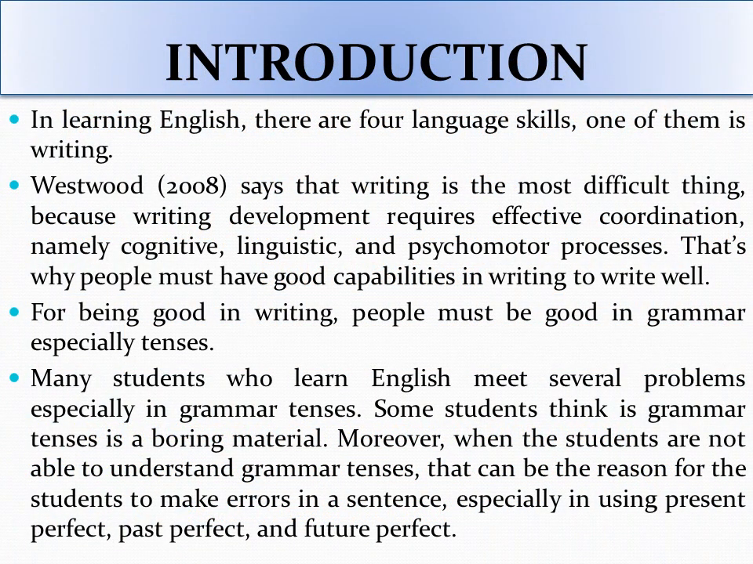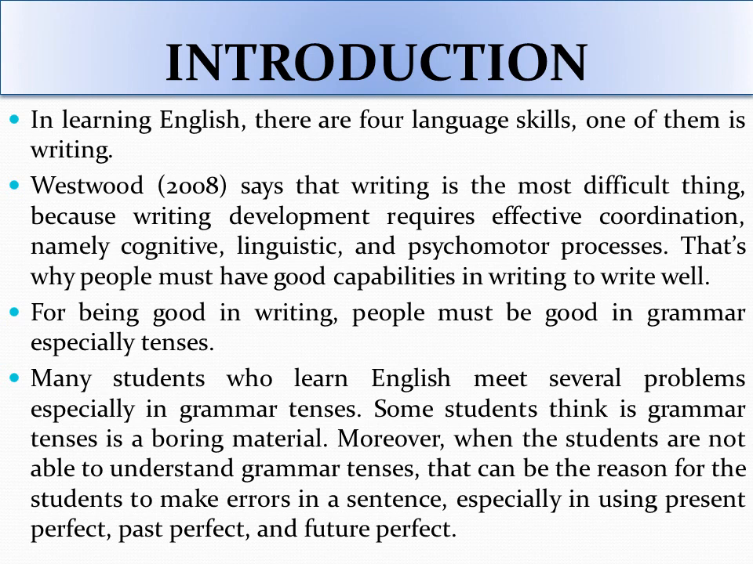In learning English, there are four language skills. One of them is writing. Westworld 2008 says that writing is the most difficult thing because writing development requires affective coordination, namely cognitive, linguistic, and psychomotor processes. That's why people must have good capabilities in writing to write well.